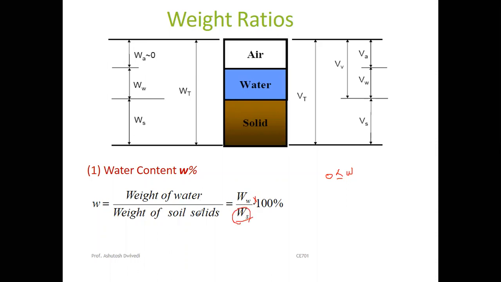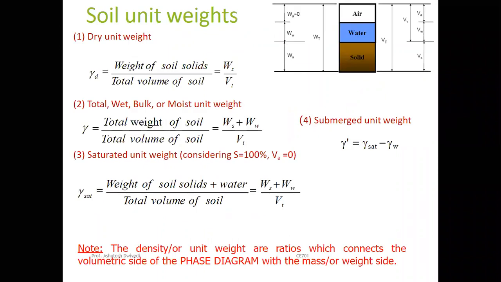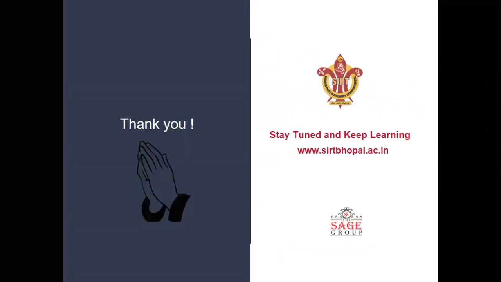So that's the idea of water content. Why do we compare the weight of water in terms of soil solids? Because soil solids are a more stable quantity in comparison to the total weight of soil. They do not vary or change like the weight of water. So from an engineering viewpoint, water content in terms of soil solids is more relevant and significant. Okay, in the next class, we will discuss some other properties like unit weights and specific gravity. Thank you so much. Keep learning. Stay tuned.